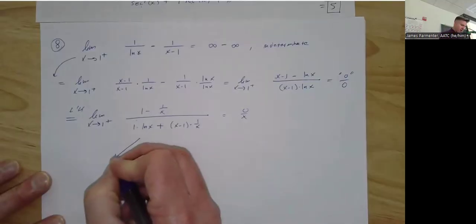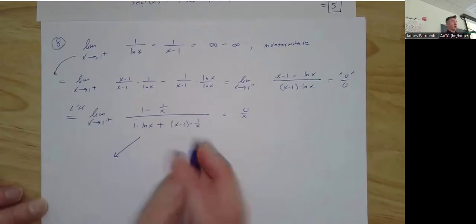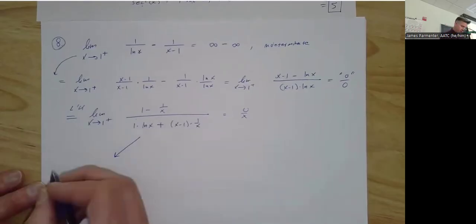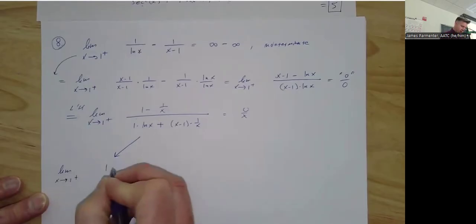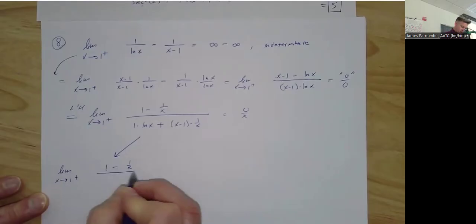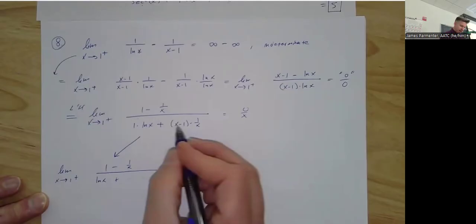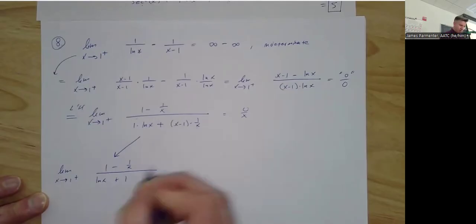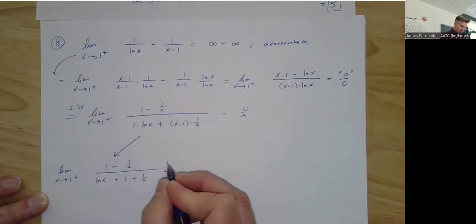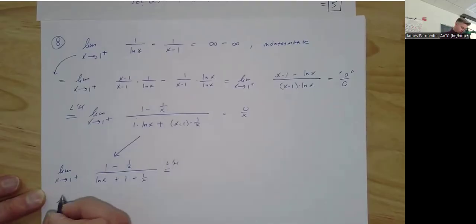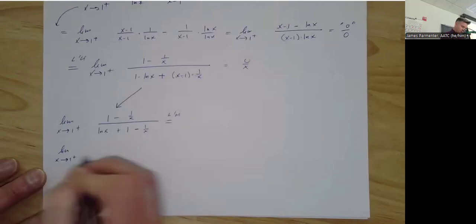One way, I'm going to simplify the denominator before I use L'Hopital's rule again. So I rewrite this way. The limit as x goes to 1 from the right, I have 1 minus 1 over x on top. On the bottom, I have natural log of x, and if I distribute the 1 over x, I have x times 1 over x is 1, minus 1 times 1 over x is minus 1 over x. And if we use L'Hopital's rule, we're going to get the limit as x approaches 1 from the right.